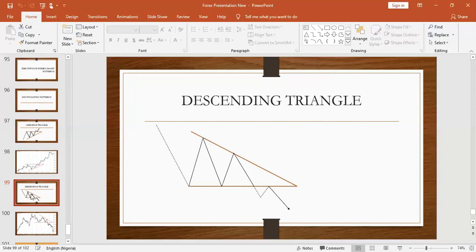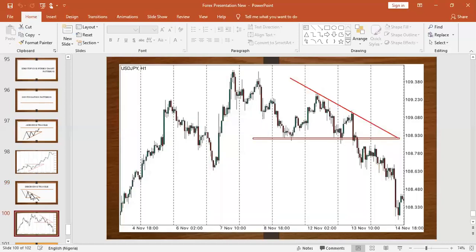So guys, that's it for the descending triangle. So let's look at the live chart. This is an example of the US dollar against the Japanese yen. Price came down. We'll talk about this some other time. This M formation is a great sign for a price reversal. So price was coming down, and price finds this support zone.